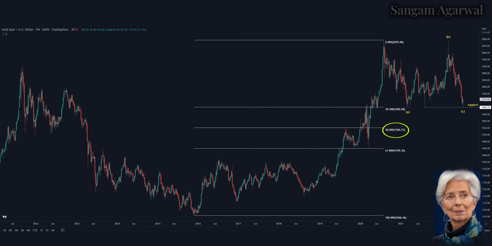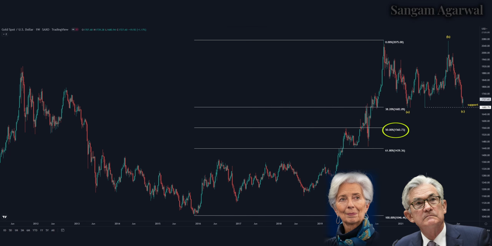Now everyone is betting on when the Fed will start printing money like the ECB, because the ECB is doing it publicly, what the Fed has been doing all the time since the first rate hike. Secretly they are printing and hiking rates at the same time.